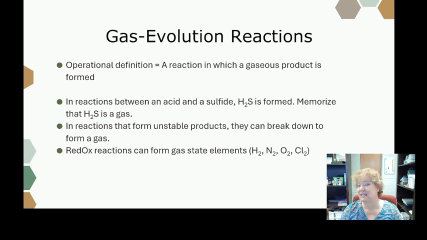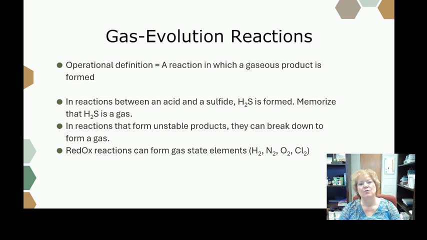It's often not even a double replacement reaction unless one of them was a sulfide. So a reaction between an acid and a sulfide could form H2S; the acid has H+, the sulfide has S2-. I need you to memorize that if you make the product H2S, H2S is a gas. So that one you just got to memorize.